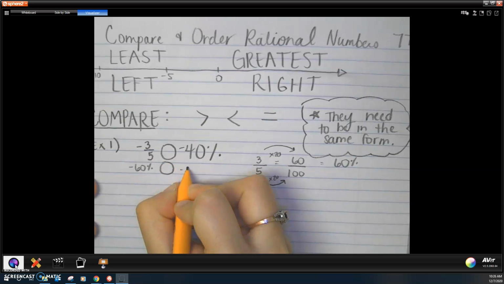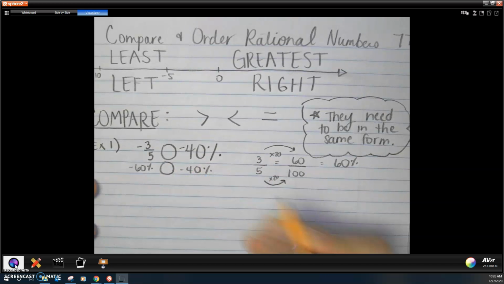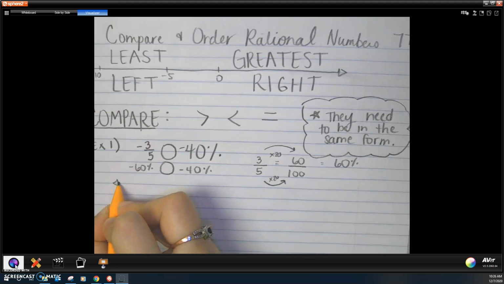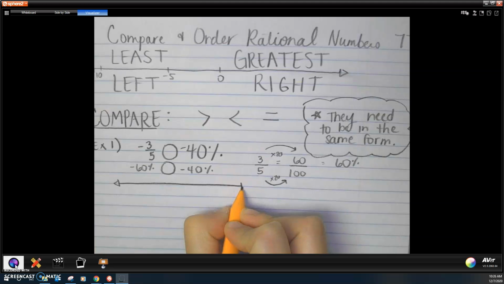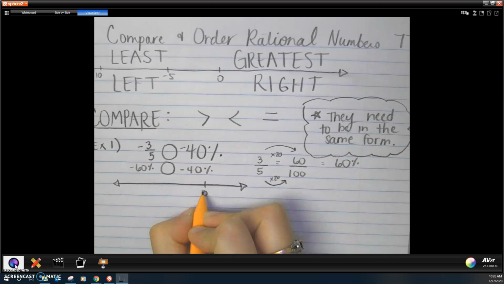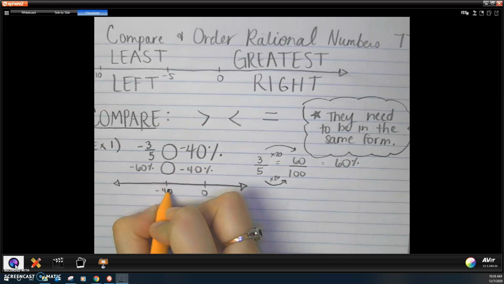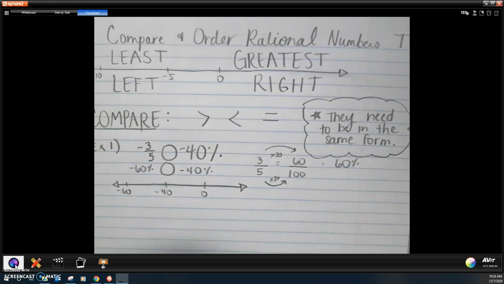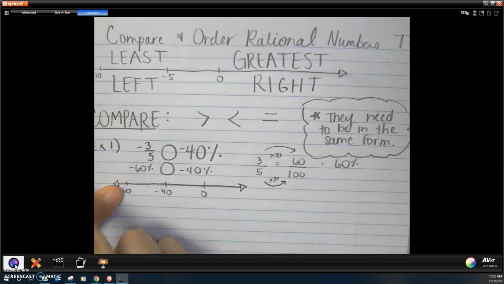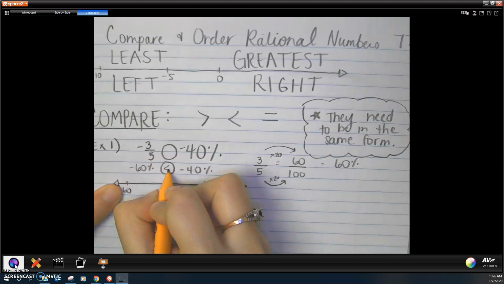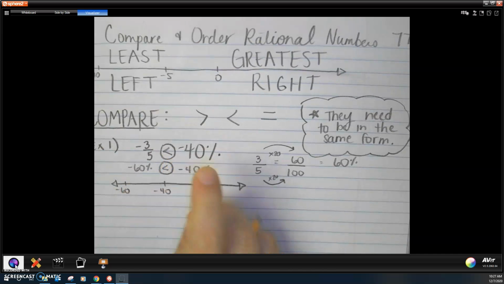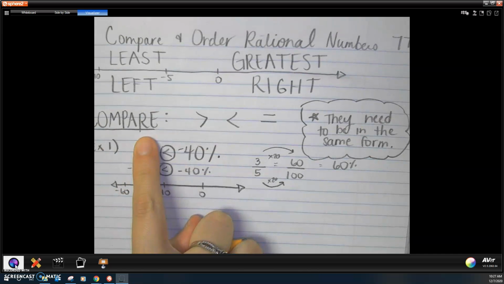So which one is bigger, negative 60 or negative 40? Well, if I plot it on a number line, we would have negative 40, and then negative 60 would be further to the left. So that means negative 40 would have to be greater. So that means negative 40% is greater than negative 3/5.